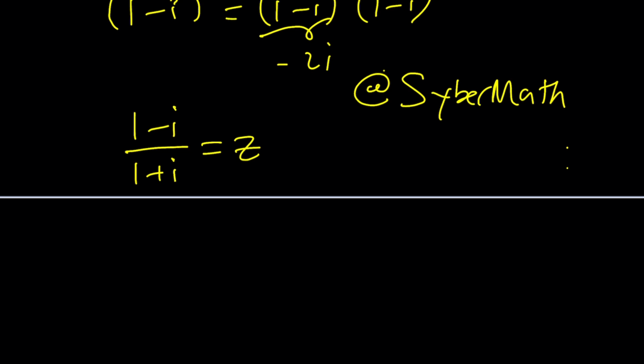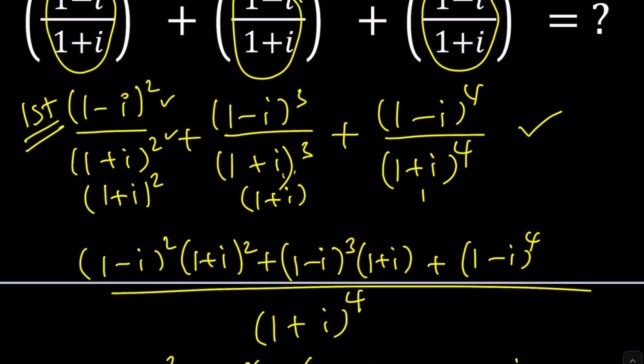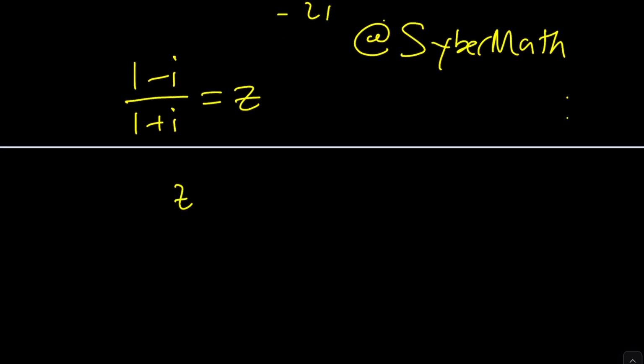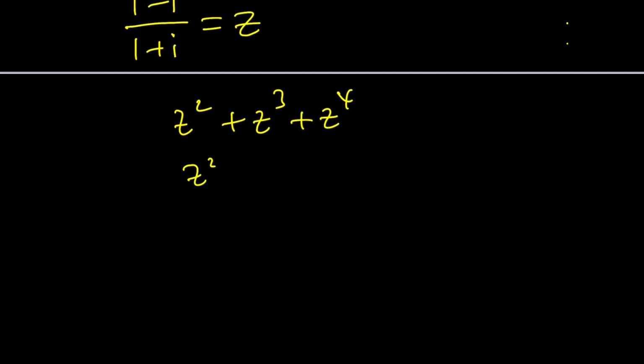So let's call this z, and the problem is basically asking us to find z squared plus z cubed plus z to the fourth power. So you might want to factor out z squared and write this as 1 plus z squared. I don't know if that's going to be helpful. And then you can just evaluate these.